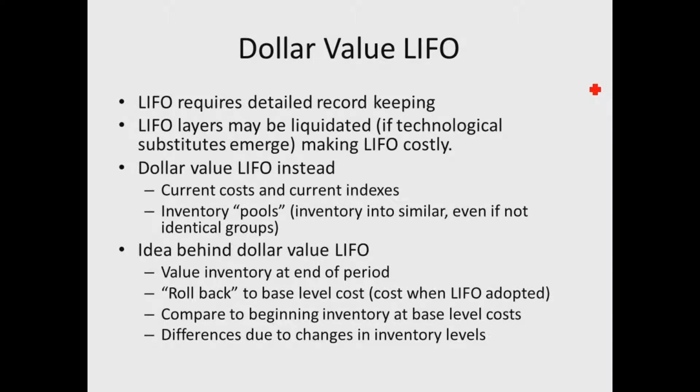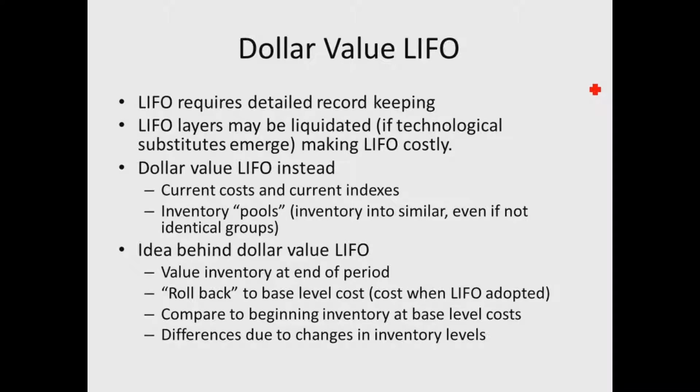Plus, we talked about the problem that could happen if you liquidate a layer. So what companies try to do instead is use something called dollar value LIFO, which says we don't really worry too much about the number of units. We try and value our inventory as a pool, and each layer has a value. Then we compare how much it would cost us to buy our inventory right now with how much it hypothetically cost us, and any difference is due to a change in the quantity.